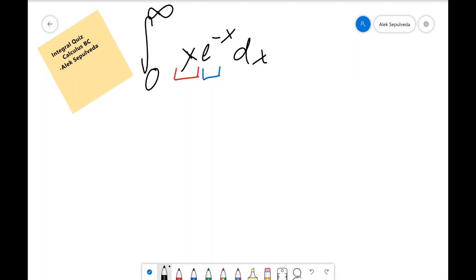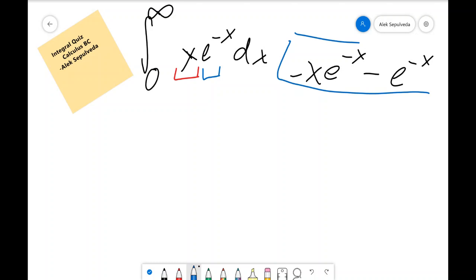So we know the expression will be negative x e to the negative x, because of the integral of e to the negative x, minus e to the negative x. Because the derivative of x is 1, the integral of negative e to the negative x is simply positive e to the negative x. But when talking about by parts, you subtract the next term. So let's kind of put this to the side.